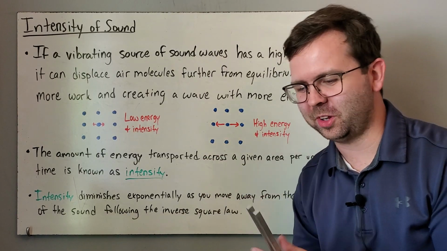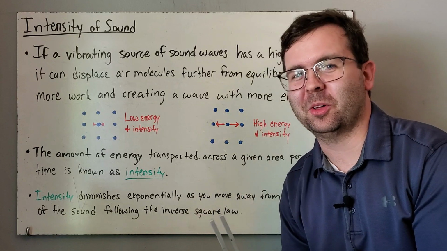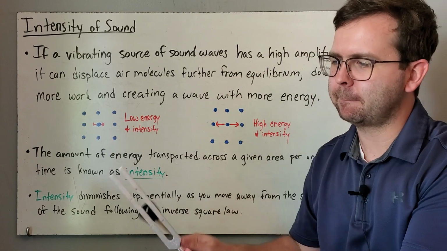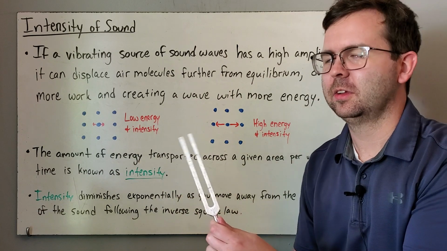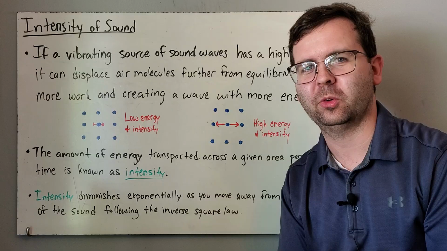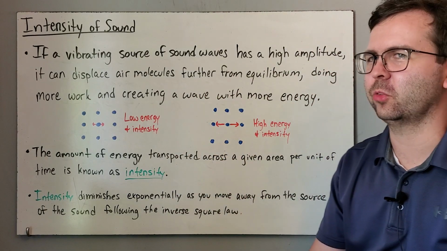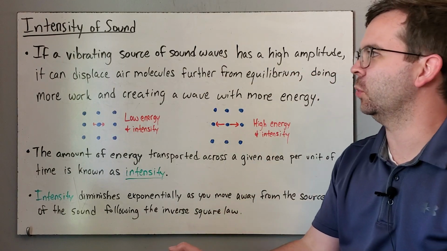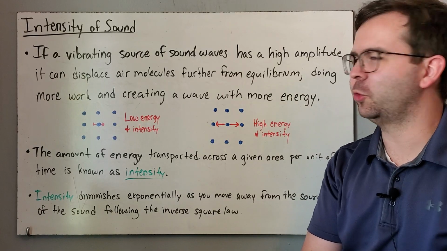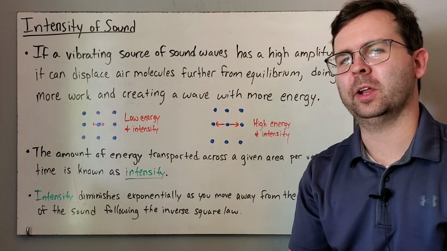So I've got my tuning fork here, and if I hit the tuning fork, it starts pushing air molecules around it. Now, if it's hit harder, oh, that wasn't harder, I missed. It will actually move back and forth at a greater amplitude. So it'll have more energy to push with. And that's because if a vibrating source of sound waves has a high amplitude, it can displace air molecules further from equilibrium, which means you're doing more work on the air molecules. You're creating a wave with more energy.